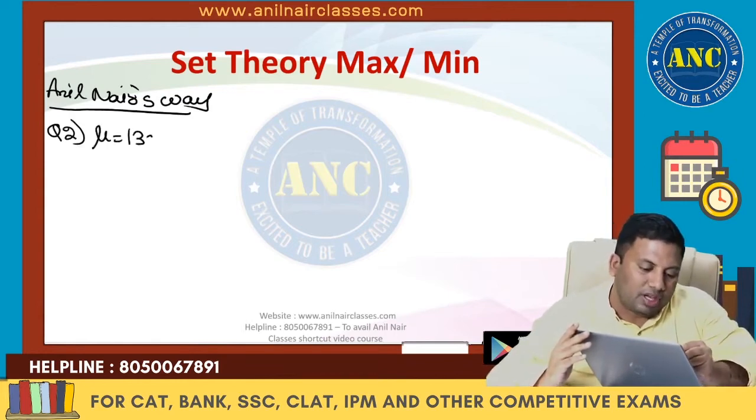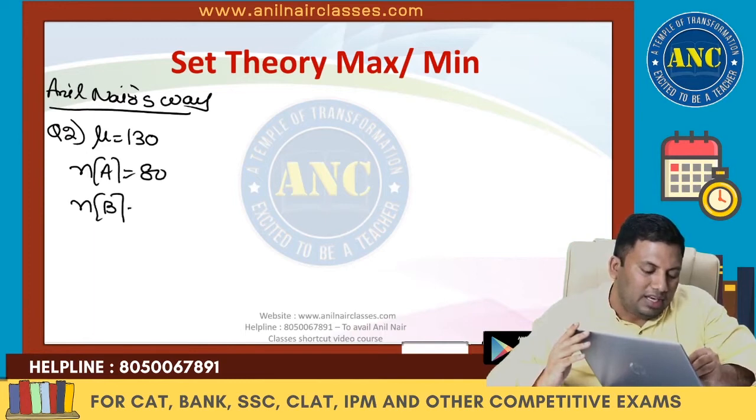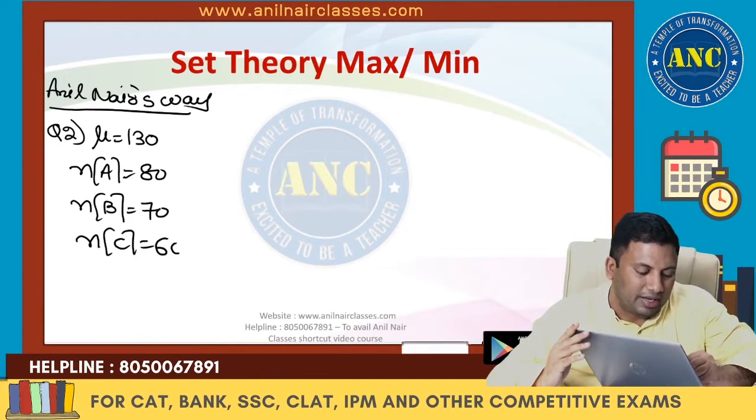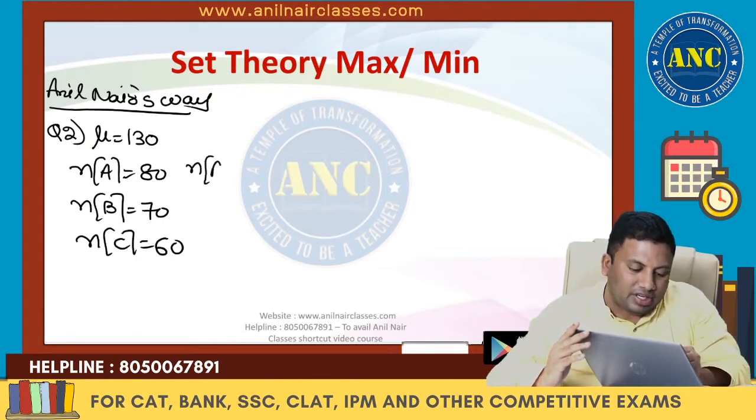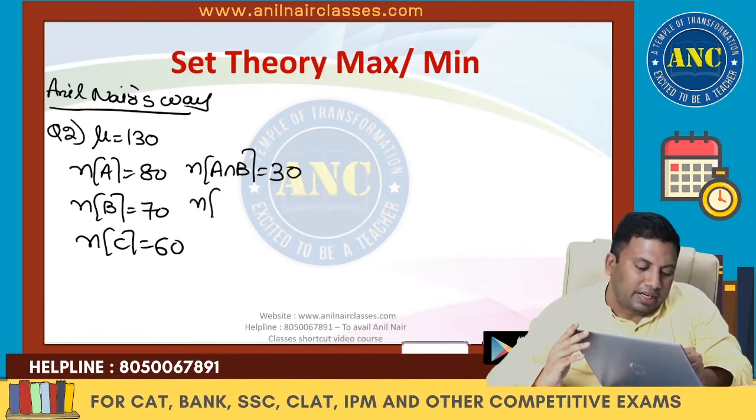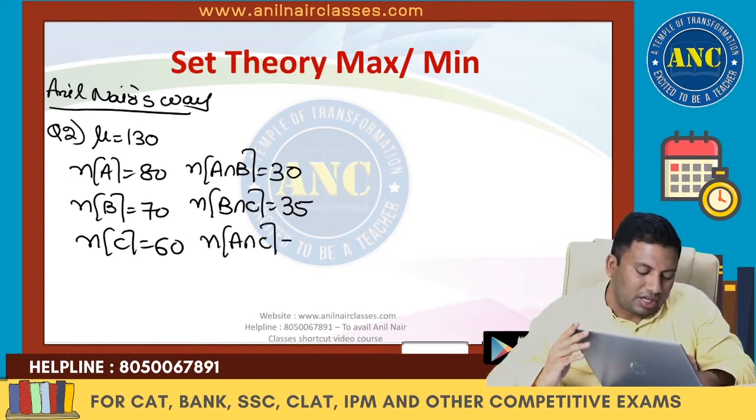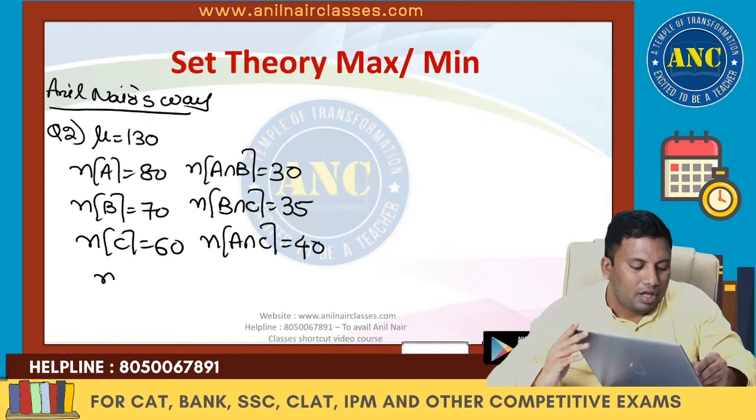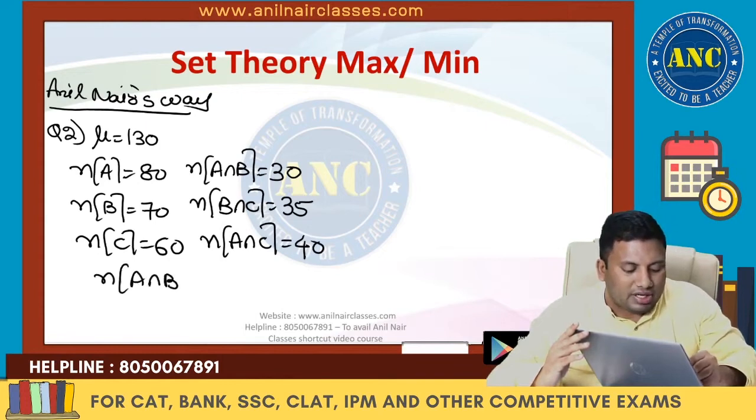Mu is nothing but 130. N of A is nothing but 80. N of B is nothing but 70. N of C is nothing but 60. N of A intersection B is nothing but 30. B intersection C is nothing but 35. A intersection C is nothing but 40. I want A intersection B intersection C minimum.